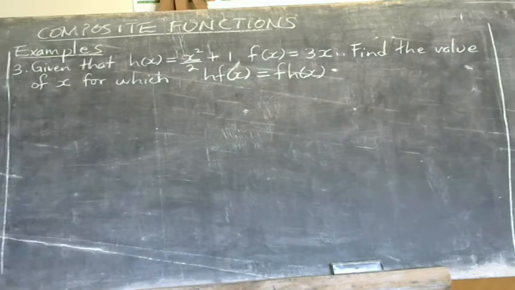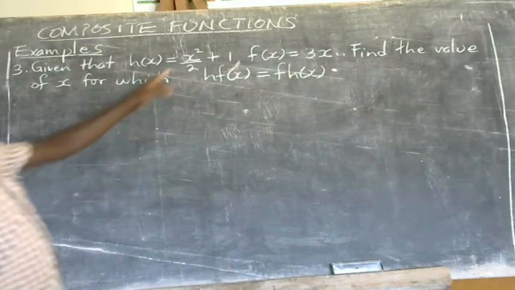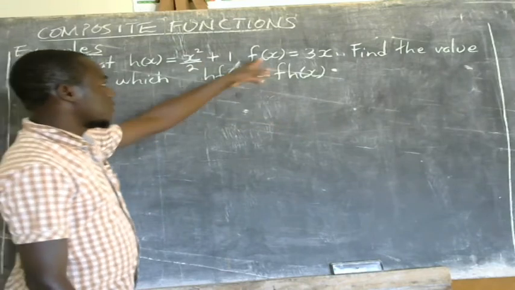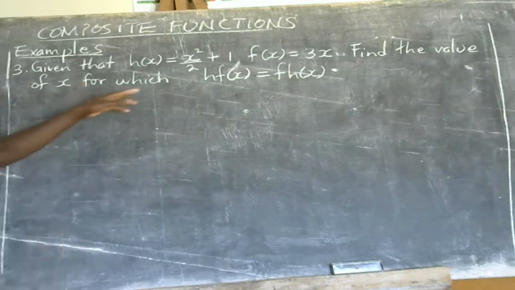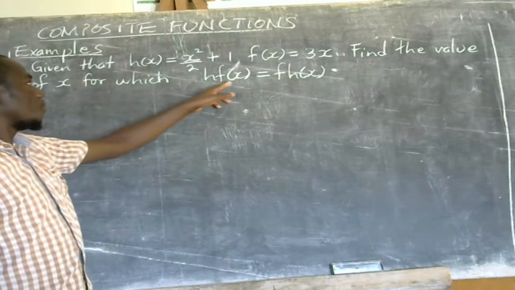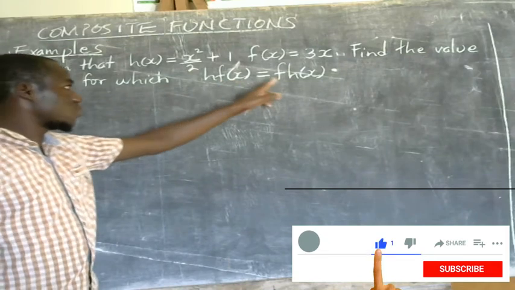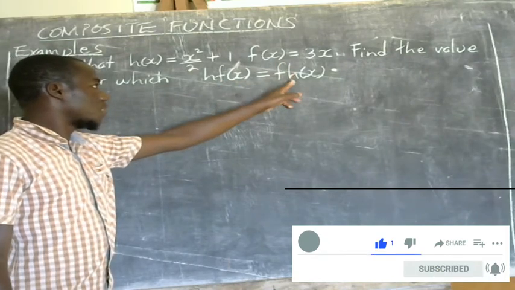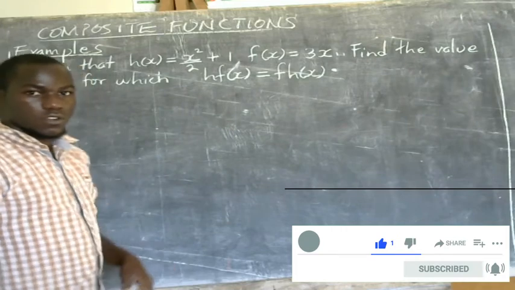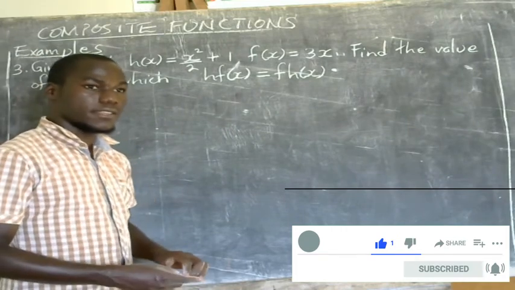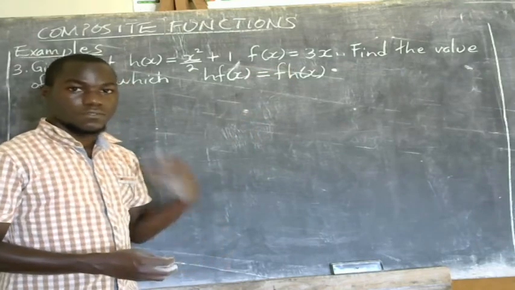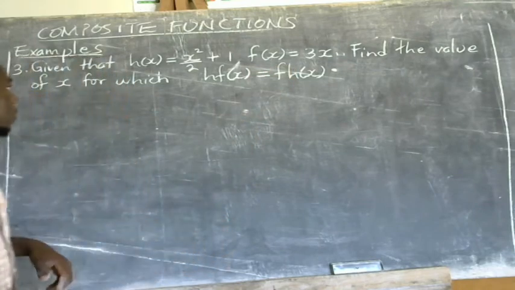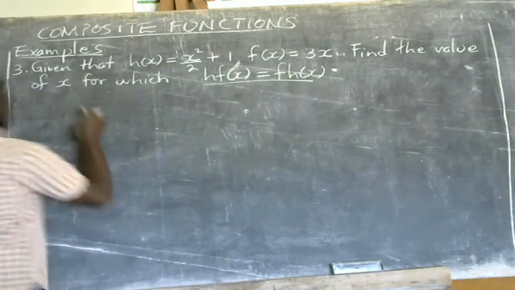So our example 3, given that the h of x is equal to x squared all over 2 plus 1, f of x is equal to 3x, find the value of x for which the h of f of x is equal to the f of h of x. So even here, you can apply the composite functions and we find the values of the unknowns.